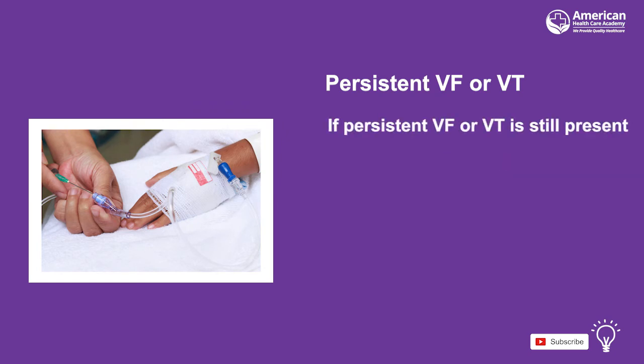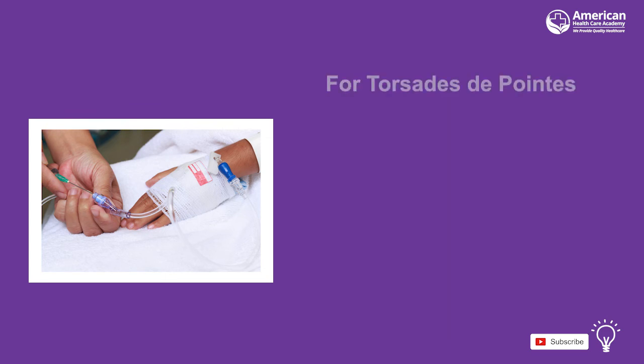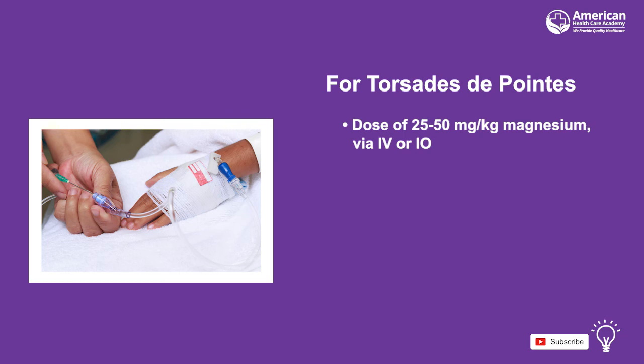If persistent VF or VT is still present, give another shock at 4 joules per kilogram and continue CPR. Then administer amiodarone at a dose of 5 milligrams per kilogram via IV or IO access, or you may administer 1 milligram per kilogram of lidocaine via IV or IO. For Torsades de Pointes or TDP, give the patient a dose of 25 to 50 milligrams per kilogram of magnesium via IV or IO. Continue CPR.